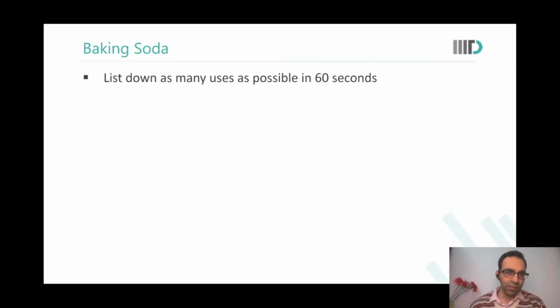Think about what the texture of baking soda is. How can you use that texture somewhere? What is the color of baking soda? How could you use that color? Think about the fog outside. Think about the doors, the locks. 5 seconds left. 4, 3, 2, 1.